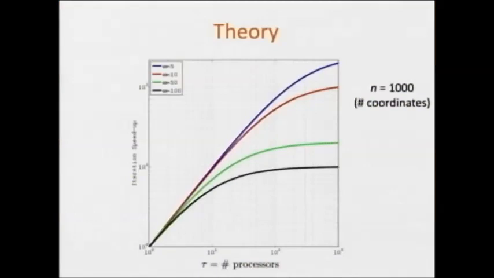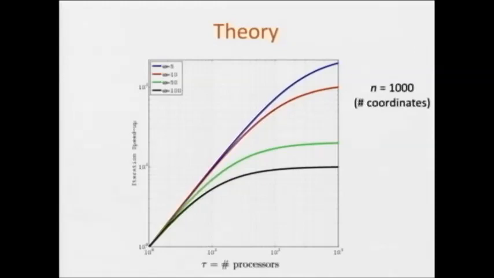So this is theory, just a different way of writing down the speedup. Number of processors: 1, 10, 100, 1,000; speedup: 10, 100. This is 1,000 coordinates, small dimension. So omega equals 5 means it's pretty separable, right? At most 5 non-zeros in each row of a matrix if you have a least squares problem. This means you get almost linear speedup.